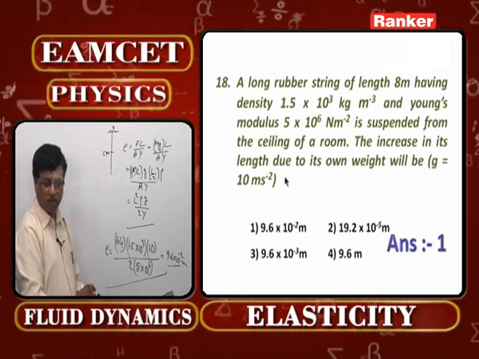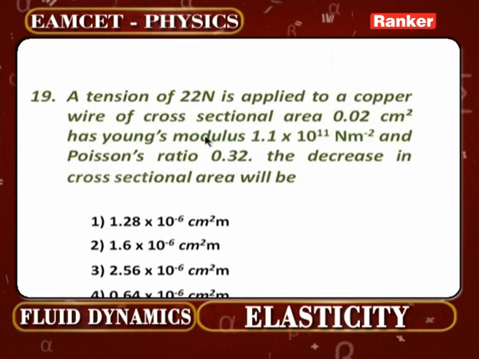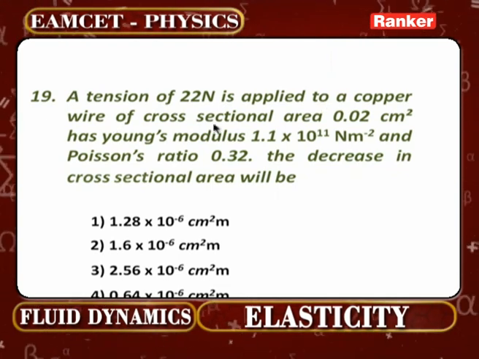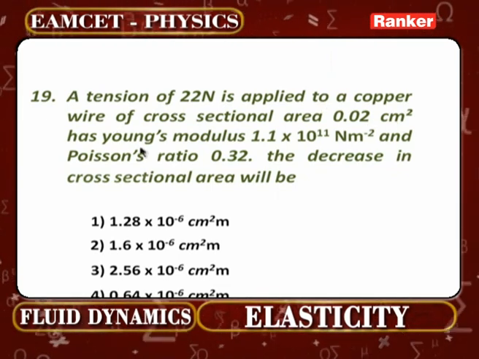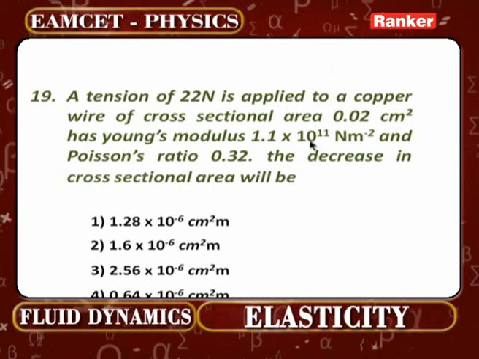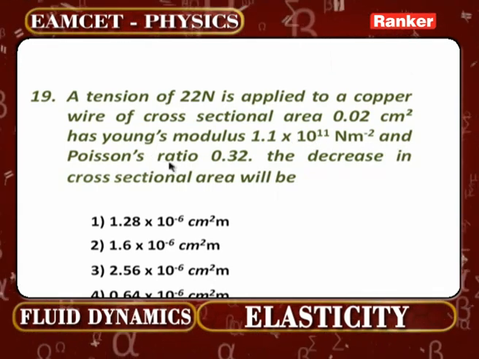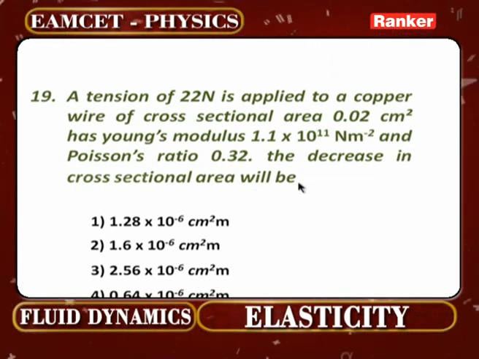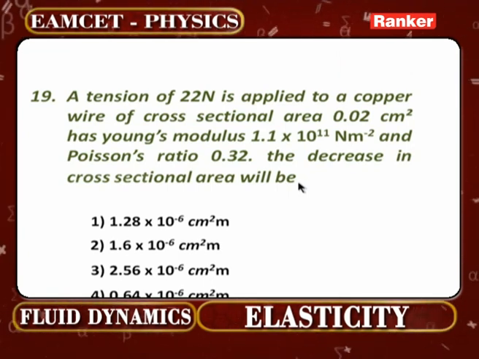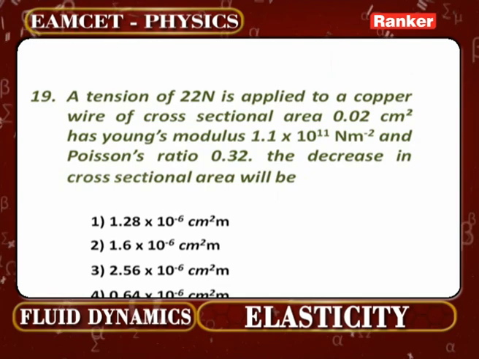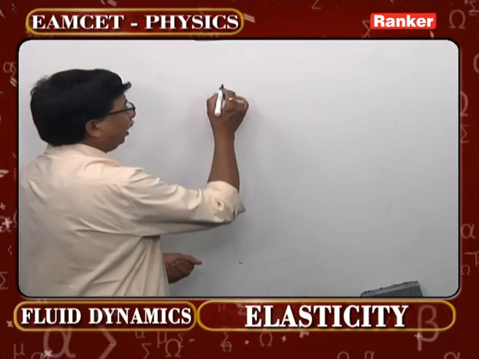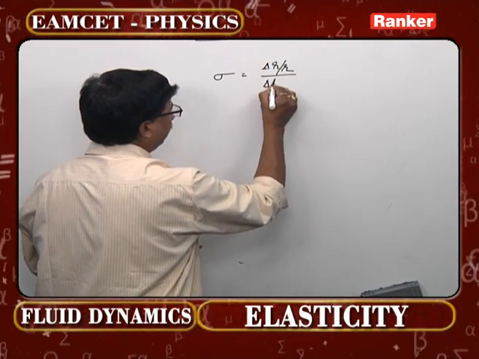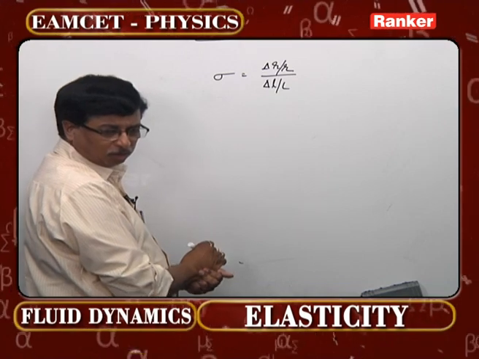Look at the next number, that is problem number 19 now. A tension of 22 Newton is applied to a copper wire of cross-sectional area 0.02 centimeter square. Has Young's modulus 1.1 into 10 power 11 Newton per meter square and Poisson's ratio 0.32. The decrease in cross-sectional area will now be how much? That is the concept. In fact, we all know very well what he is asking for. Area he is asking. In fact, sigma is equal to delta R by R by delta L by L. That is the usual way.